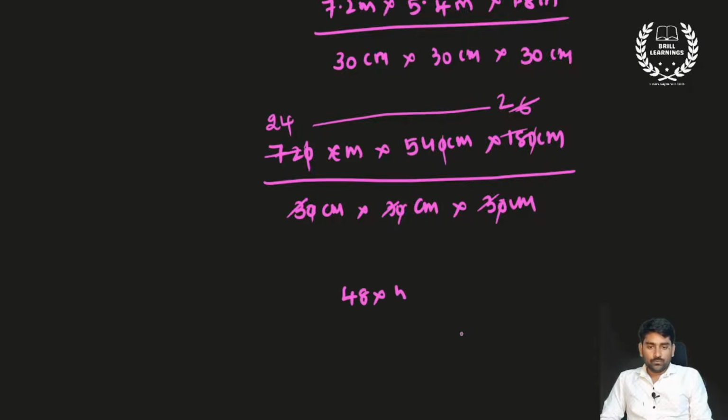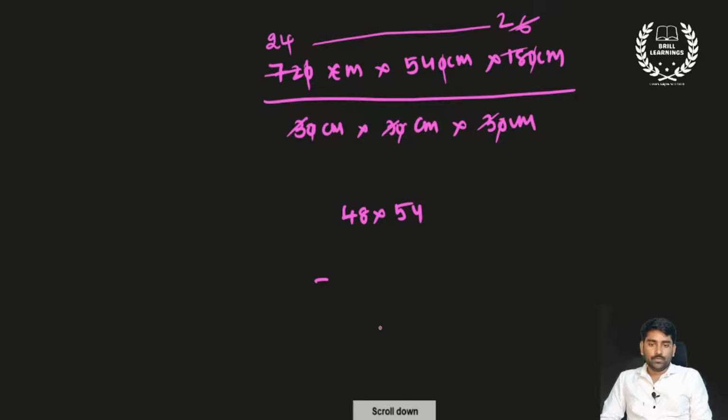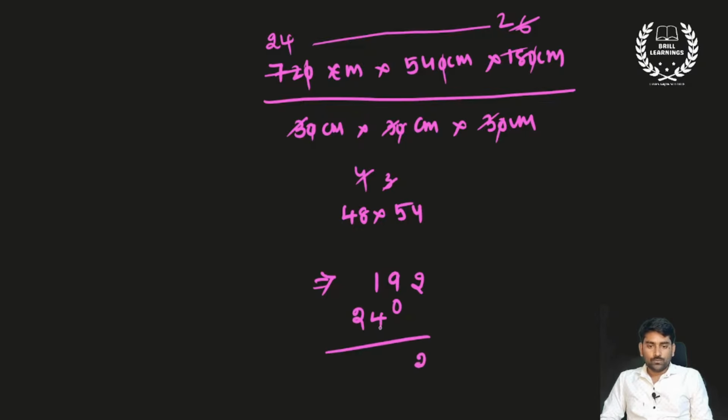48 into 54. Simplify this multiplication. 4 8s are 32, 4 4s are 16, 19. 5 8s are 40, 5 4s are 20, 24. So 2592.